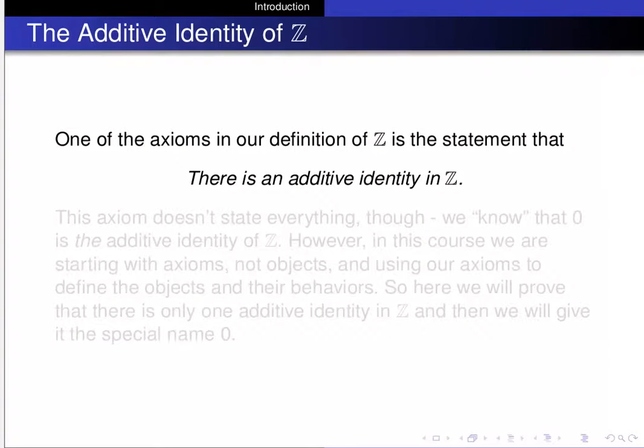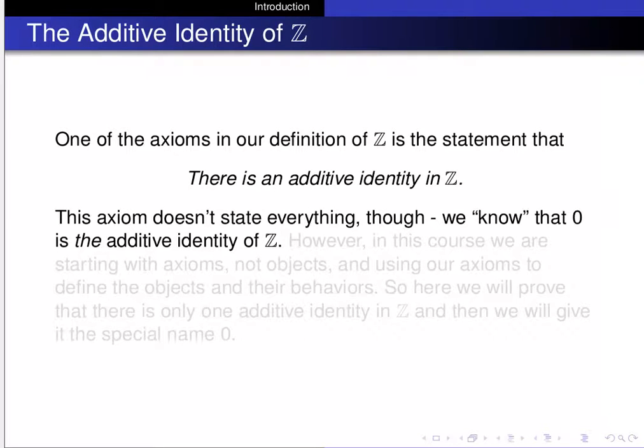Now, one of the axioms in our definition of the integers is the statement that there is an additive identity. So we take the existence of an additive identity as a given in the integers. But of course, this axiom doesn't state everything. We know that 0 is the additive identity. We know that when you add 0 to anything, you get that same thing back. And we know that that's the only number that has that property.